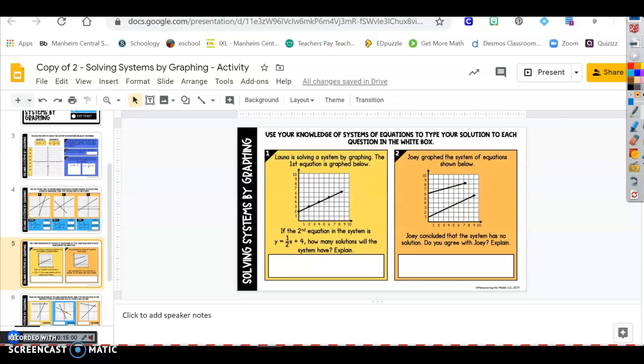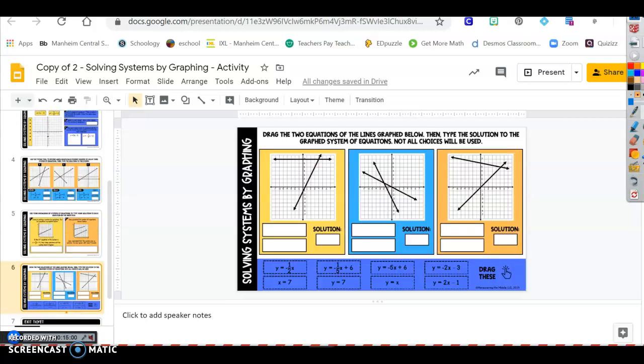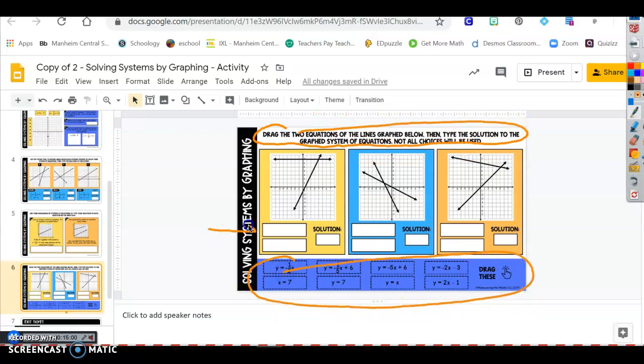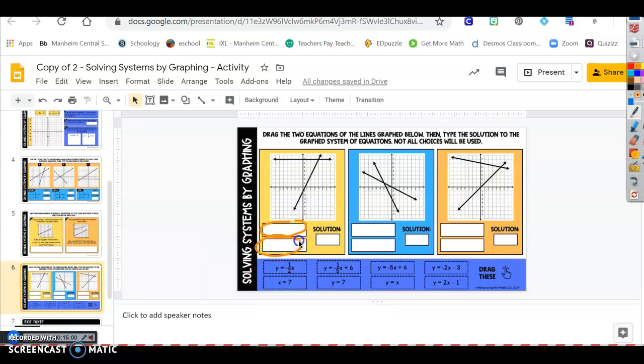And then finally, the very last slide. It says drag the 2 equations of the lines graphed below. So you're just dragging these equations here. You're going to pick them and drag them up into these white boxes here. So you have to match the lines with the equation. Remember, it's all about picking out the slopes and the y-intercepts. So that's what's going to go in these boxes here. You're going to click and drag.